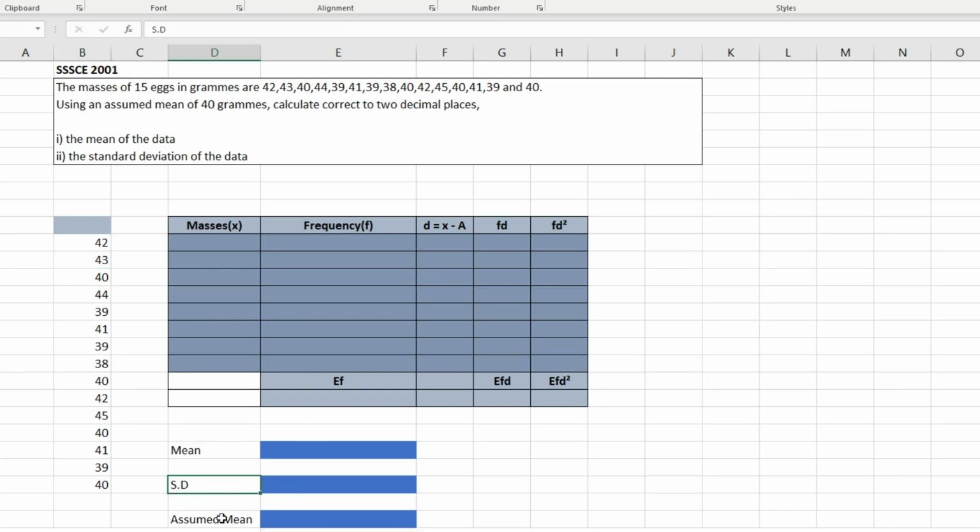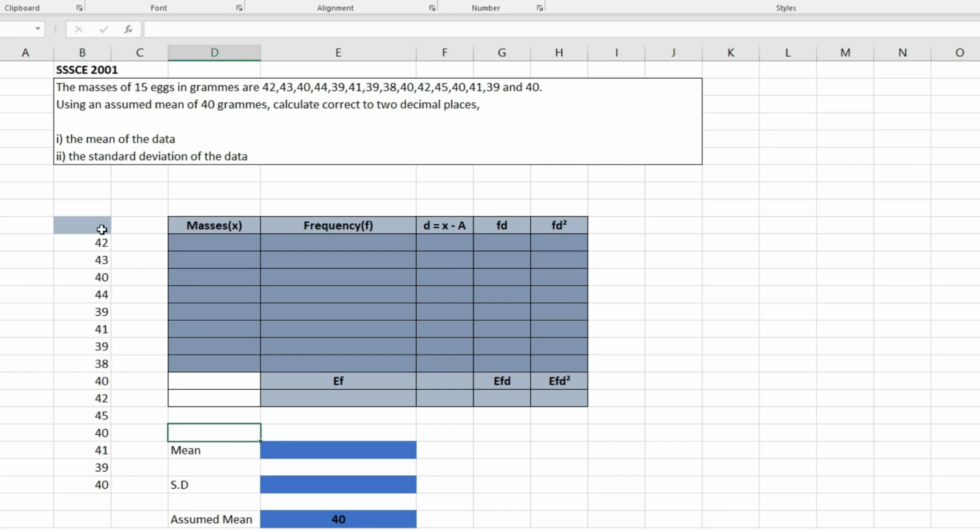The question gave us an assumed mean, which is 40 grams. So the first thing I'll do right now is to enter my assumed mean in here. I'll say 40 grams. Okay, so over here, we now have our assumed mean, and here we have the numbers that we were given.